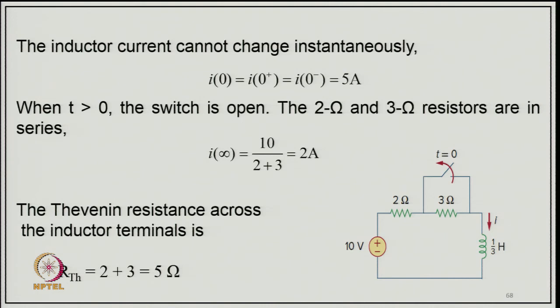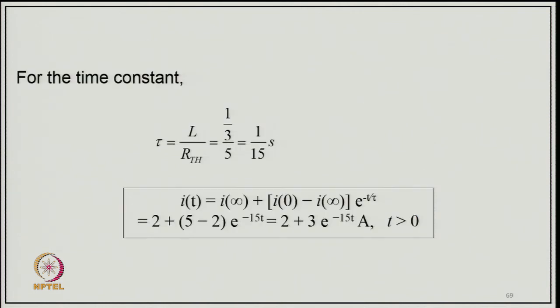The Thevenin resistance across the inductor terminal is RTH equal to 2 plus 3, equal to 5 ohm. Now the time constant tau equal to L upon RTH, with inductance 1 upon 3 henry divided by 5, will be 1 upon 15 second. And I(t) will be equal to I infinity plus (I(0) minus I infinity) times e to the power minus t upon tau. So, that will be 2 plus (5 minus 2) e to the power minus 15t, that is 2 plus 3 e to the power minus 15t for t greater than 0.